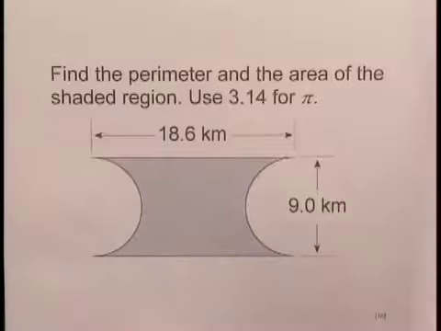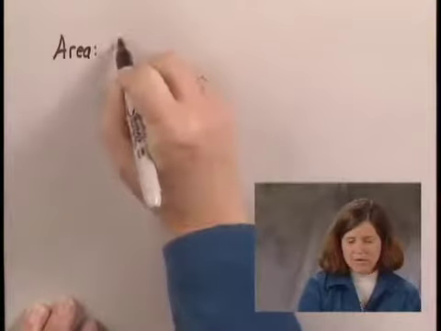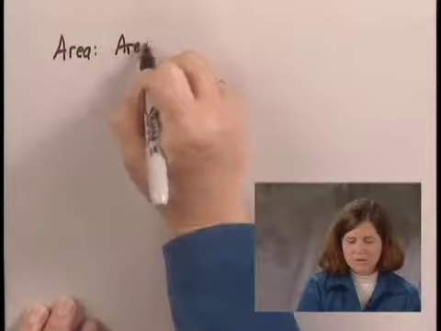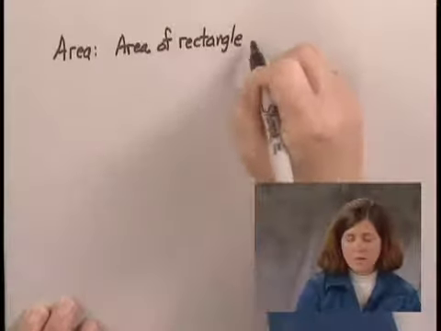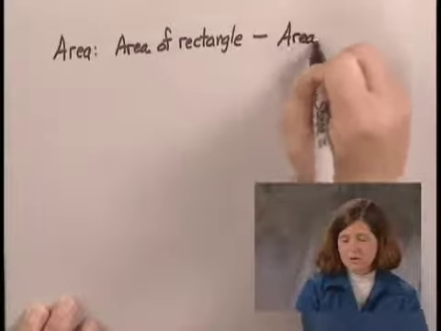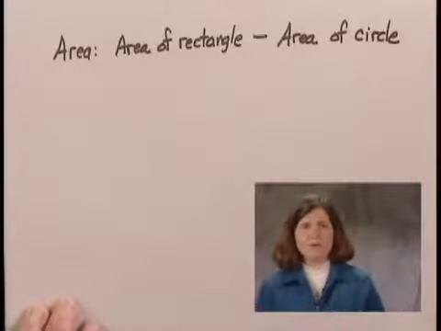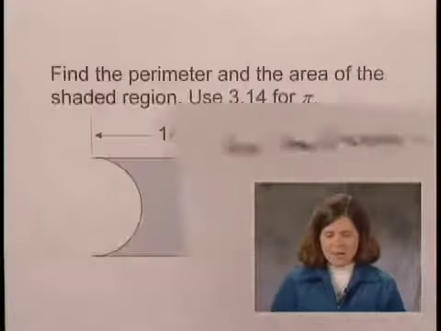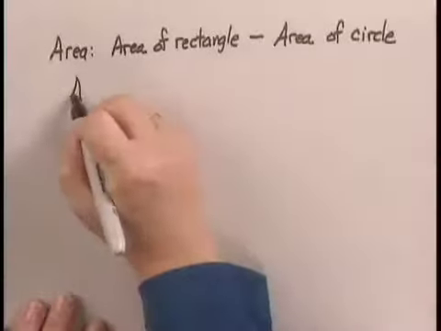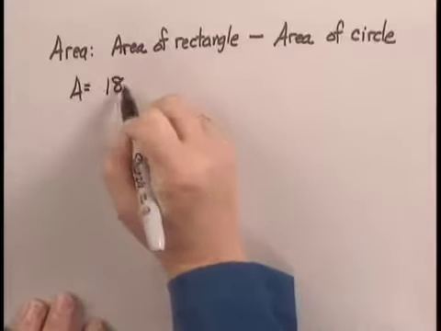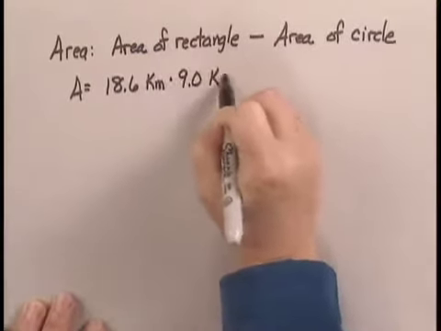So for the area, I should be able to write this as the area of the large rectangle minus the area of a circle. The key to these problems is being able to see those shapes inside a figure like this. The area of a rectangle is the length times the width. So the area would equal 18.6 kilometers times 9.0 kilometers.